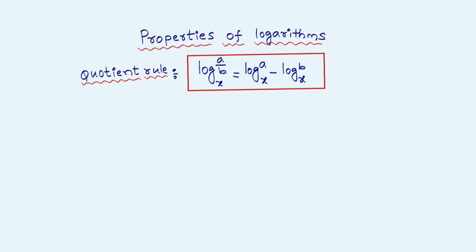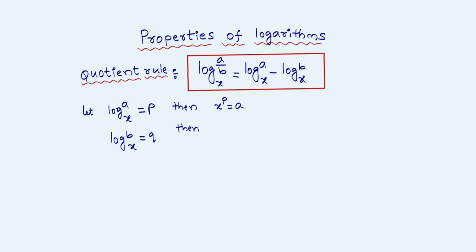Here also, in the same way, first we have to consider log a to the base x. Let log a to the base x be equal to p. Then we can write in exponential form as x to the power of p is equal to a. Then the second one, log b to the base x is equal to q.